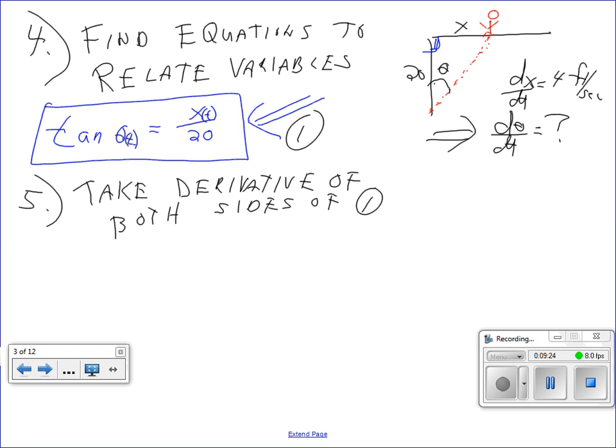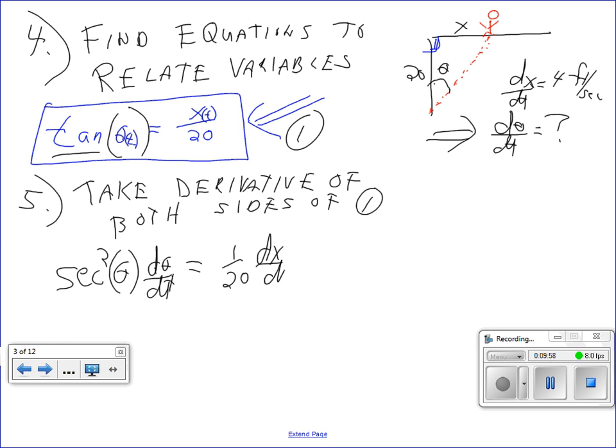So you've got your relationship. What's the derivative of the outside function? The outside function is tangent. So the derivative of the tangent is the secant squared of theta times the derivative of the inside, d theta/dt. Remember, I'm taking a derivative with respect to time. That's equal to, well, what's the derivative of the other side? It's 1/20, that's just a constant, times dx/dt.